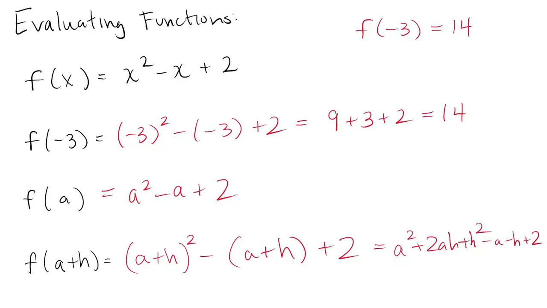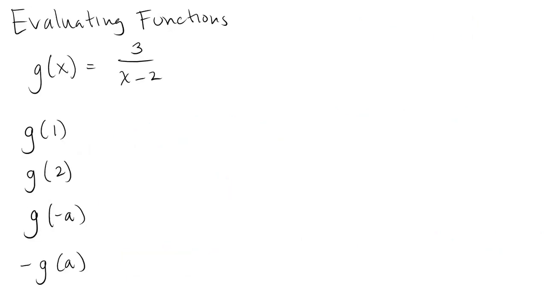I want to do another example of evaluating functions just to talk about another issue that could come up. Here the function is written as a quotient, g of x equals 3 over x minus 2. First I ask for g of 1. See if you can evaluate g of 1, the output that corresponds to the input 1 for the function g. To get that, I replace the x with a 1, and then we simplify, and we get that g of 1 equals negative 3. So an input of 1 corresponds to an output of negative 3 for this function.